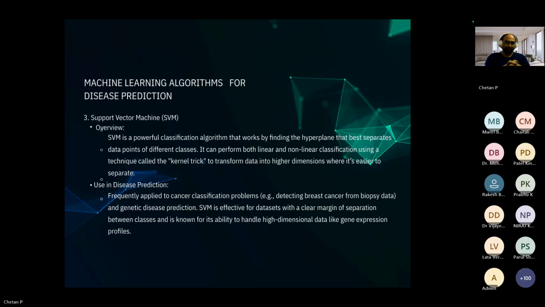Next one is disease prediction, right? SVM is frequently applied to cancer classification problems, like detecting breast cancer from biopsy data, and to genetic disease prediction. SVM is effective for data sets with a clear margin of separation between classes, and it is known for its ability to handle high dimensional data like gene expression profiles. So if you have high dimensional data, you should use this one. What will happen if you use random forest on a high dimensional problem? It will divide the data sets into more variants, and the model might overfit. So when you have very high dimensional data, I would recommend using SVM.